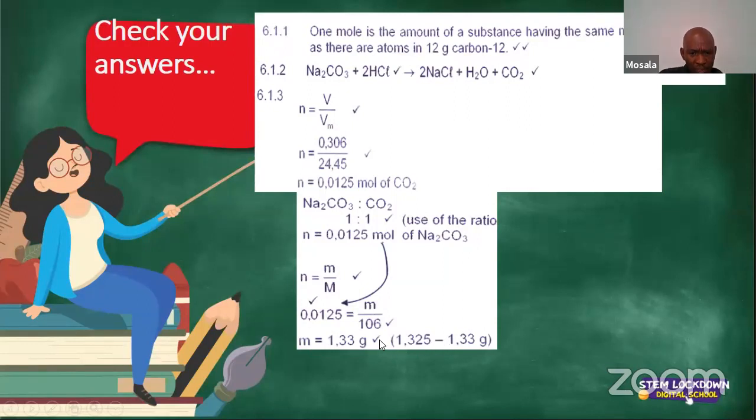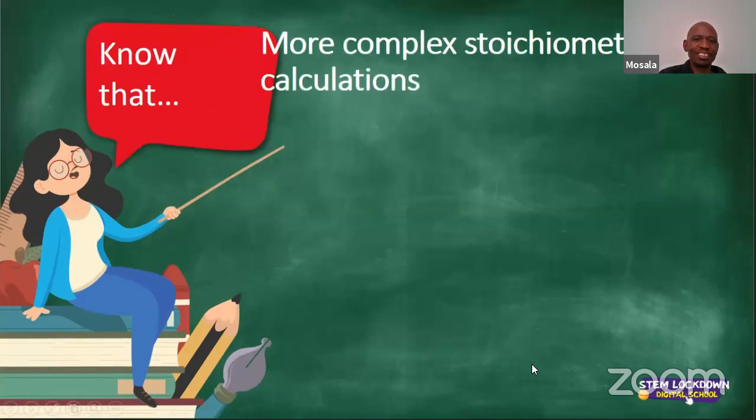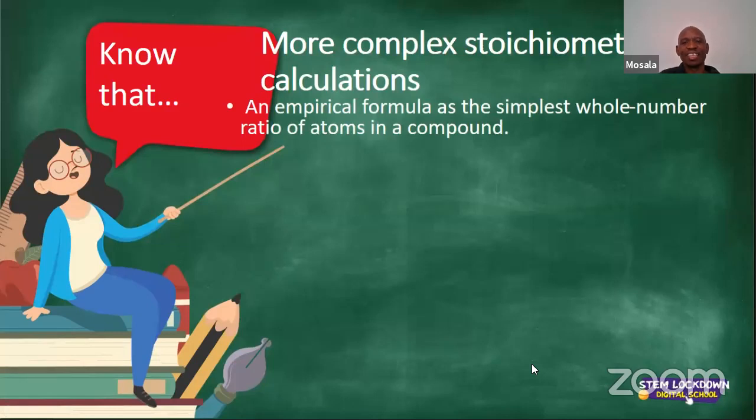Because of rounding, your answer should be around this range. So I hope you have got something. Let's continue with something different in the next few minutes. We're going to be talking about a bit more complex stoichiometric calculations. They are not that complex, but they are not as easy as the ones that you did in grade 10.